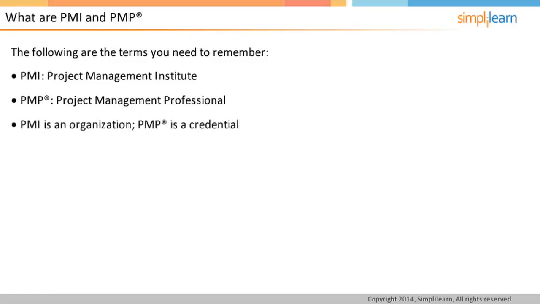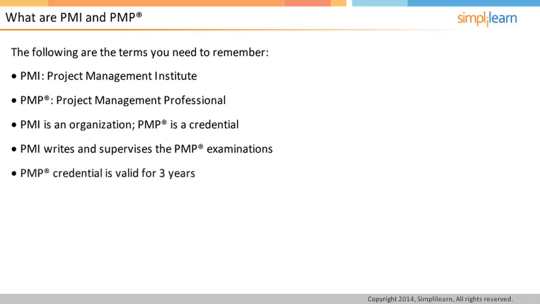To sum up, PMI is an organization and PMP is a credential. PMI therefore writes and supervises the PMP examinations. If you need more information on PMI, you can visit their website, www.pmi.org. A PMP credential is valid for 3 years. After the completion of this 3-year period, it can be renewed for another 3 years.